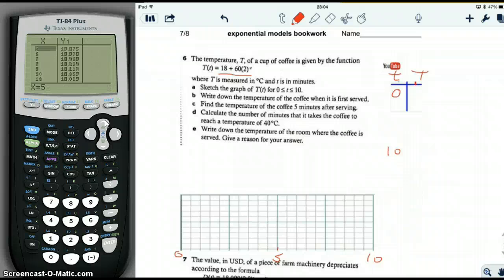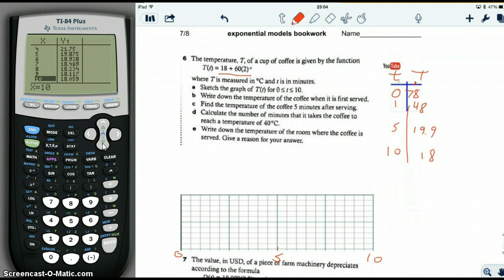Okay, so let's look at our values from 0 to 10. We start at 78, and then 1 would be 48. At 5 it would be 19.875, which is 19.9. And what about at 10? The value at 10 is 18.